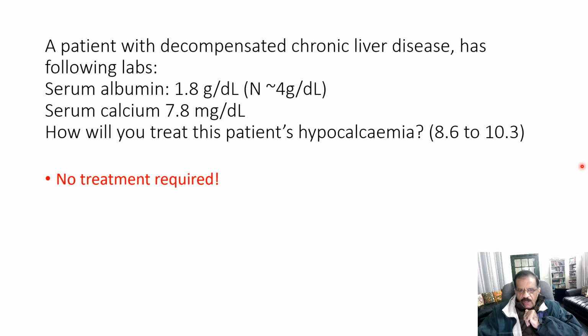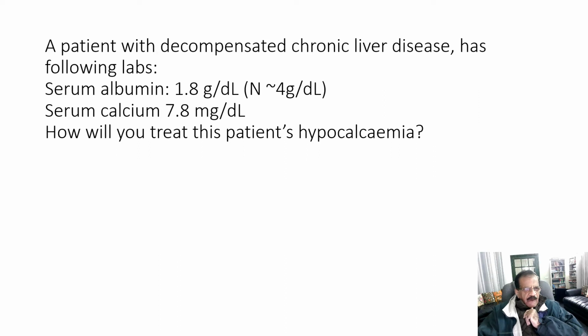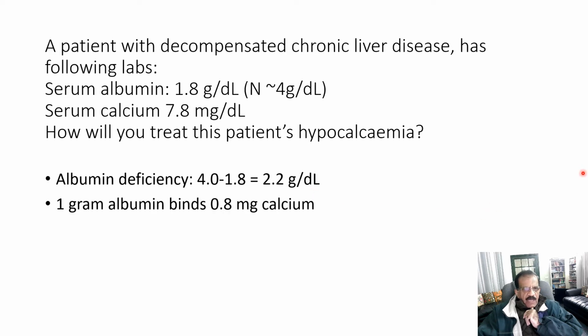No treatment required. How can you say this? I'm just going to prove that although this is apparent hypocalcemia, when you correct it for hypoproteinemia, you will realize that it is actually within the normal range. So let's do this exercise now. Albumin deficiency in this patient, if the normal is 4 and this patient has 1.8, the deficiency is 2.2 gram per deciliter, and 1 gram albumin binds 0.8 milligram of calcium.